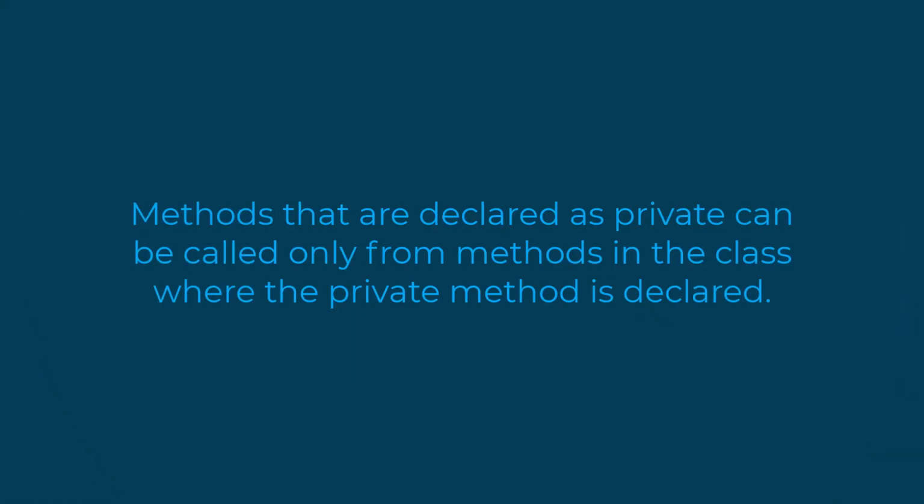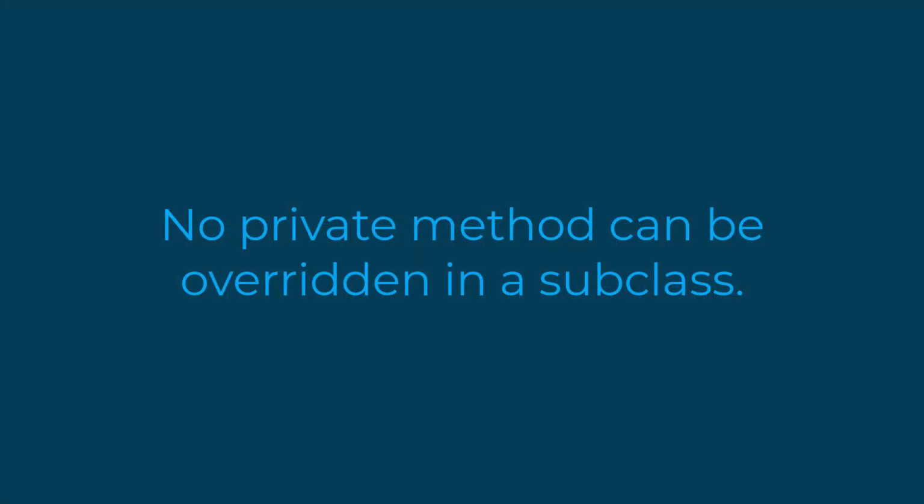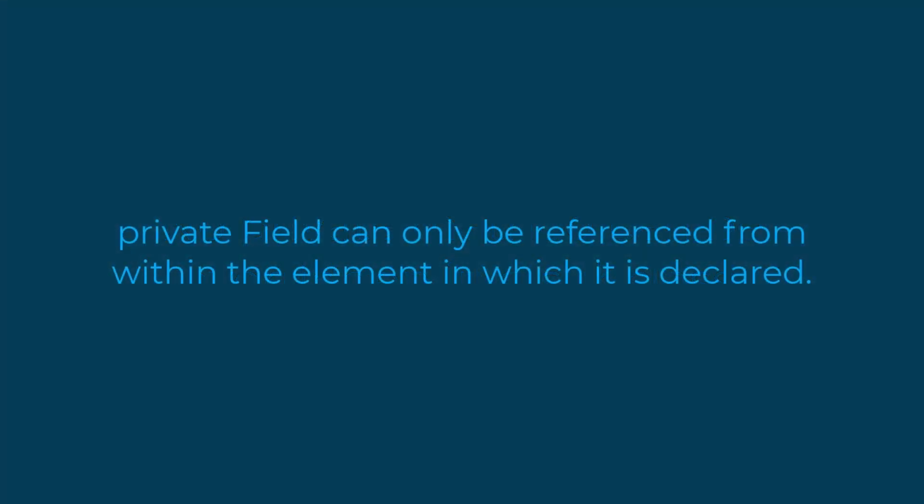In this video, we'll try to understand that methods declared as private can be called only from the methods in the class where the private method is declared. And the second point, we'll try to understand that no private method can be overridden in a subclass. Also, we'll try to understand one more point: we cannot access a private member variable inside a child class or a derived class. So without wasting time, let's jump into the coding section, and there I'll show you each and every concept clearly.